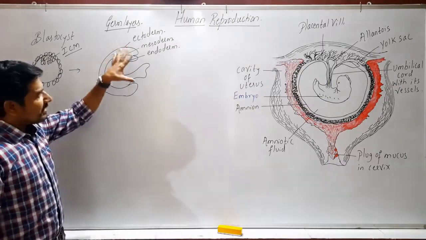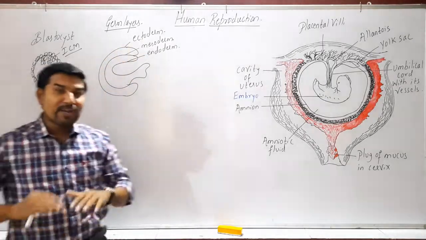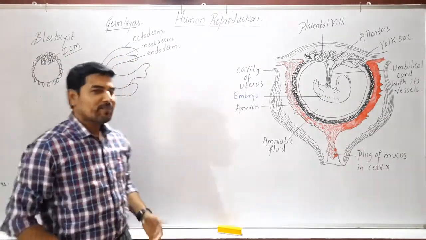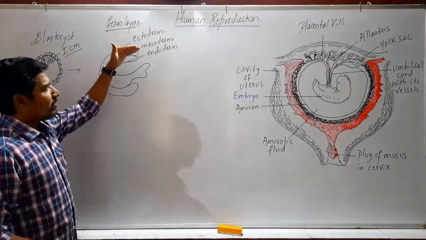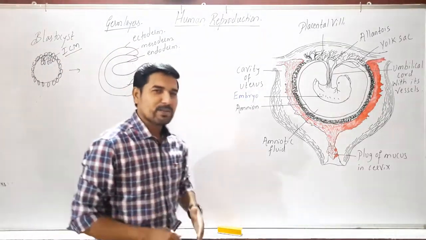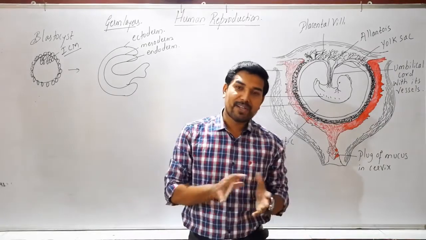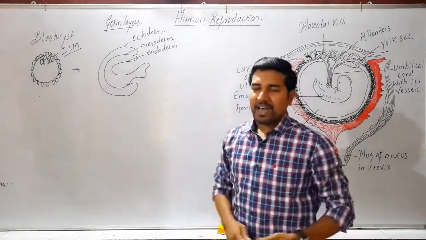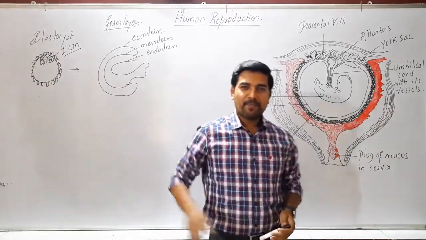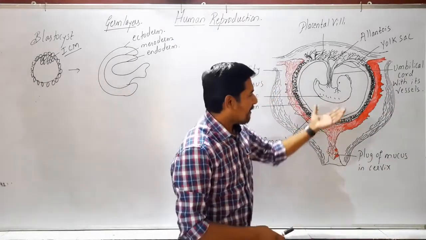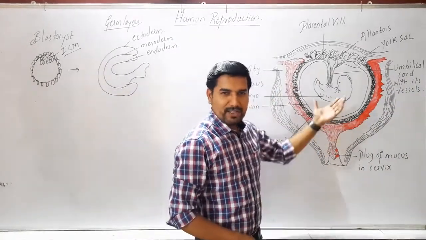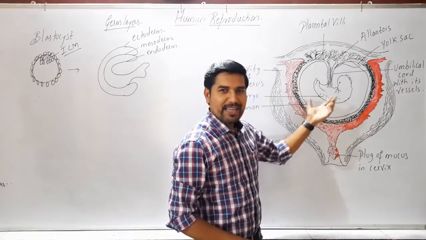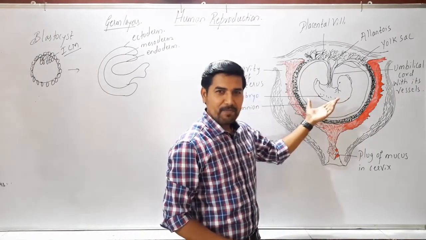And then these layers will give rise to different organs. So ectoderm, mesoderm as well as endoderm are responsible for the formation of different organs. Now which organs are formed by this? We'll see it. Let us come back to the part of the pregnancy period here, the embryonic stage here and the placenta here.